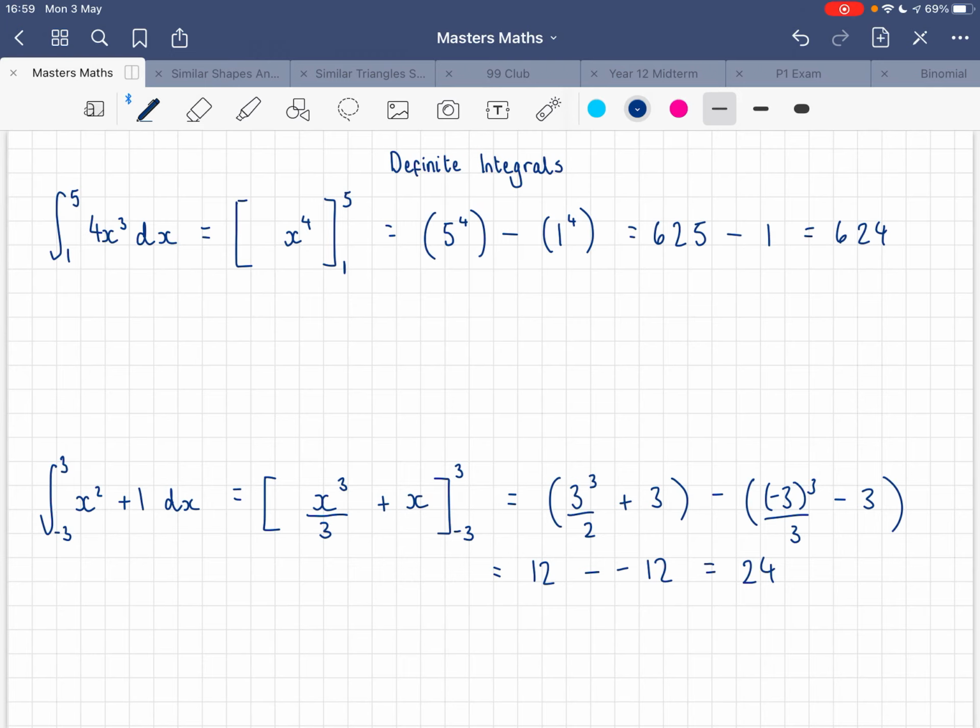Obviously, this is the introduction to how we then use it to find area. It's important that you know how to find a definite integral so that you can find the area underneath a curve, or between a curve and a line, or between two curves. But yeah, that's how you do it.